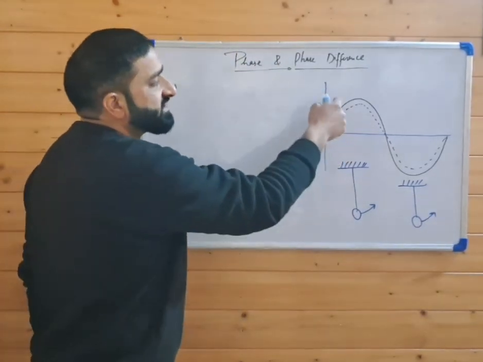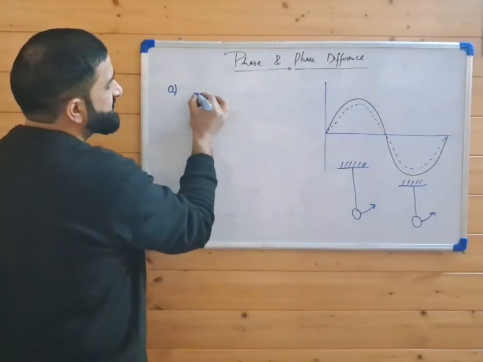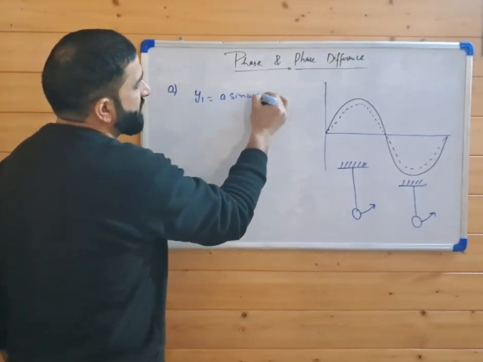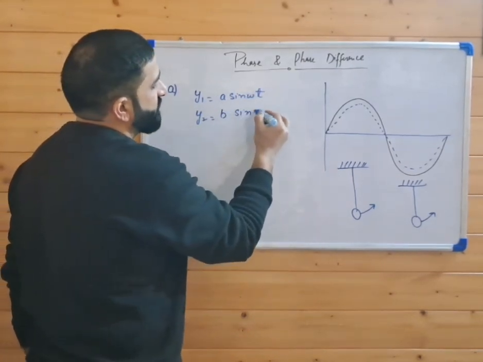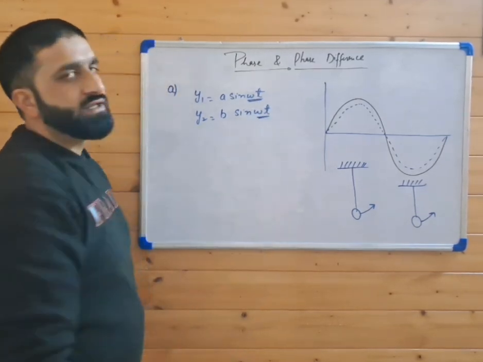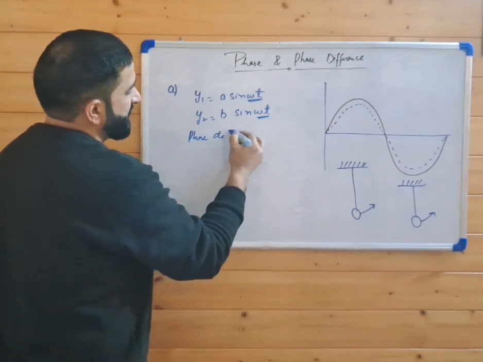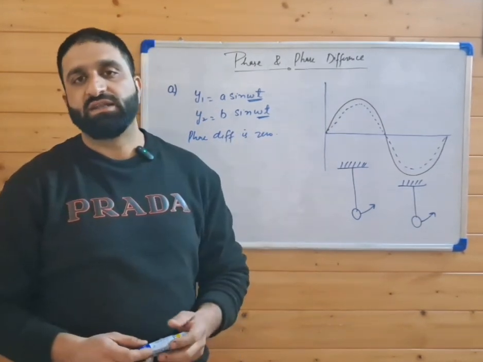When we express these two waveforms in the form of periodic functions, we can say that y1 is equal to a sine of omega t and y2 is equal to b sine of omega t. Here the phase is omega t. What is the phase difference? The phase difference is equal to 0.